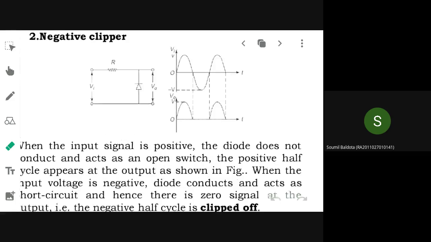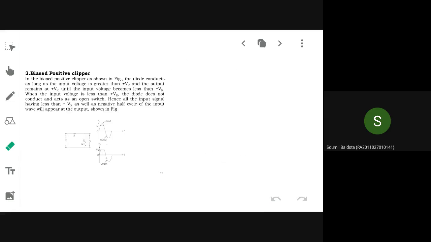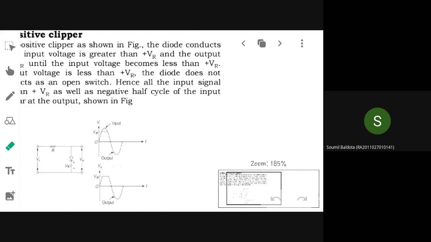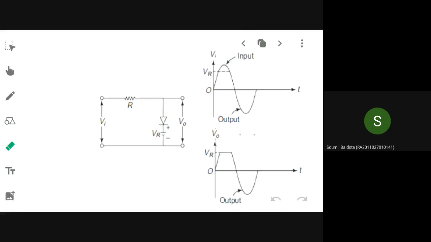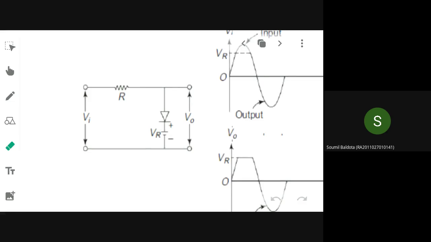You understood the difference between positive and negative clipper? Yes, ma'am. Okay, next we will move on to the biased clipper. So this circuit, I wanted to change it to a biased positive clipper. So what addition have I made here? Tell me what extra thing has been added here?